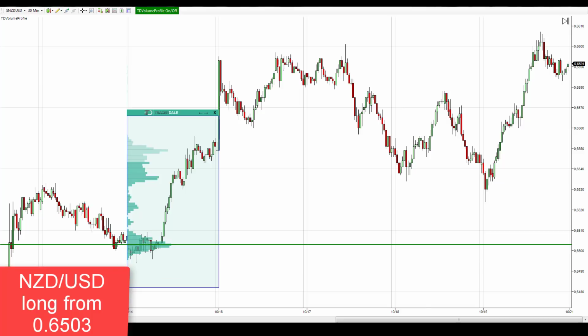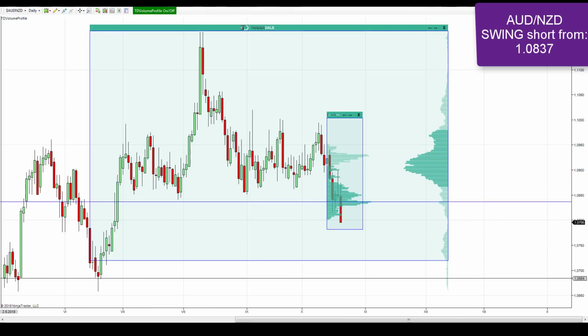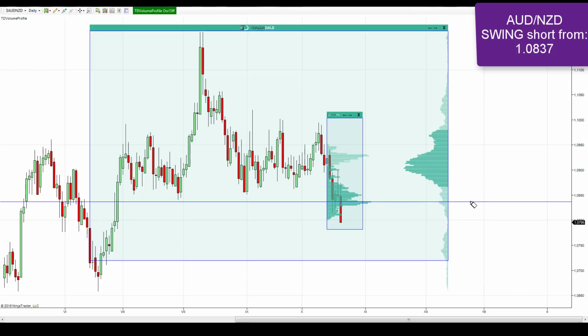All right. Well, let's now have a look at the swing level, which I wanted to show you. It's on the Australian dollar, New Zealand dollar. And this is a pretty risky level, and I definitely won't be trading it with a full position. So let me first show you the level and then let me tell you why it is so risky.